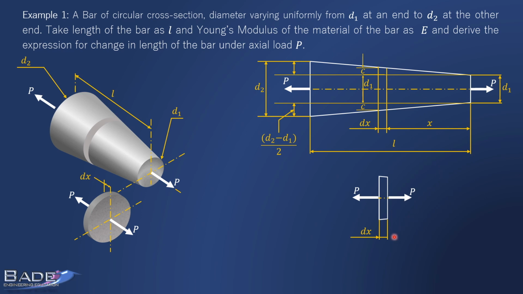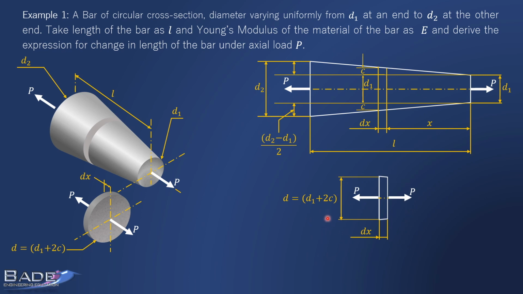So now try to understand. Here it is a bar which is actually a loaded bar of uniform cross section. Its diameter is D1 plus 2c. This diameter here is D1 plus 2c.